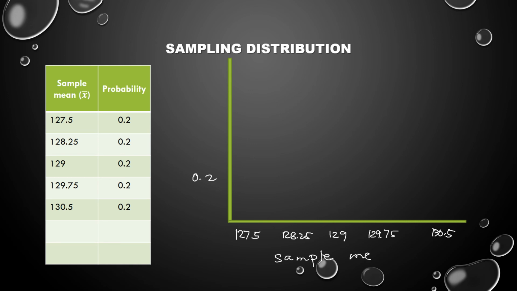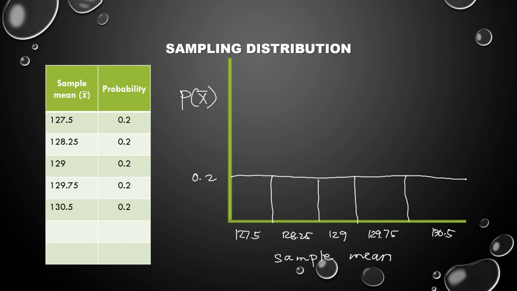While on the vertical axis, we can have P of X bar, that's the probability of your sample mean. If you have the same probability all throughout your sample means, you can draw each as a bar of the same height. Let's try to make our life easier. So that's it. That's your histogram.